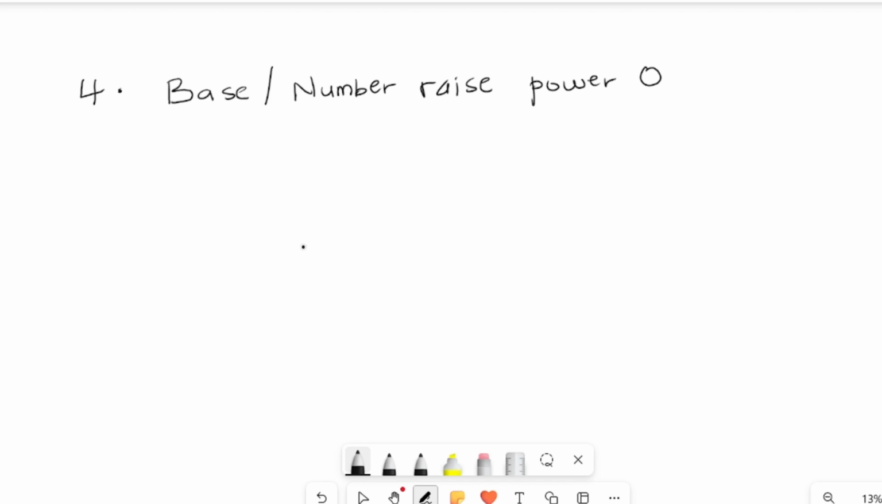So for this law, let's say we have a base a raised to power 0, that gives us 1. So any number raised to power 0 will automatically give us 1. But note, that's except the base a is not equal to 0. Take note of this. As long as a is not equal to 0, our answer will be 1.